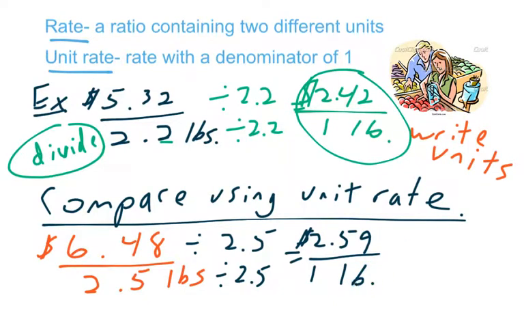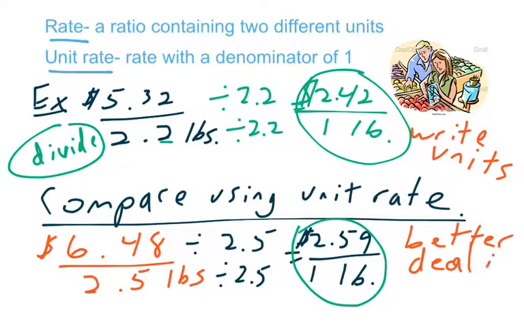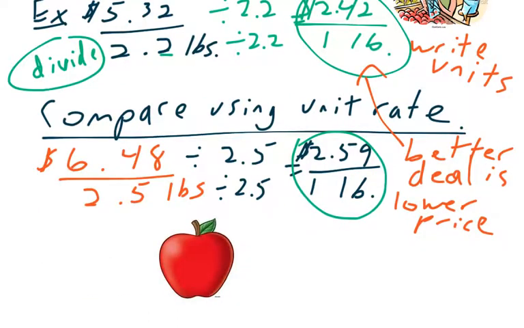So if we were comparing them, I would say the better deal is the cheaper one. So the better deal is the lower price, which would of course be the first one. $2.42 is less than $2.59, so you're getting a cheaper price here. So if these are the same apples, definitely get it from this place. And if you haven't tried a McIntosh apple, go try one. They're delicious.